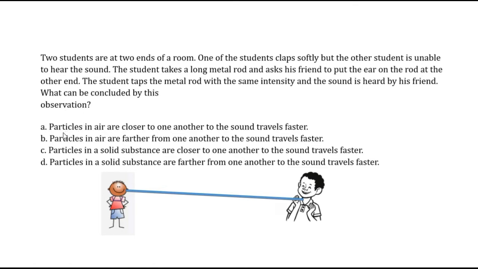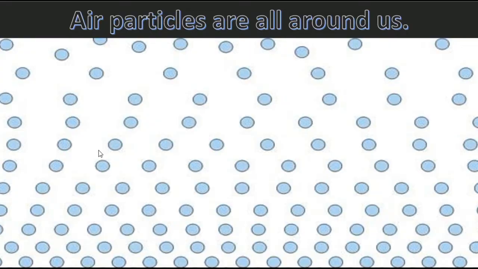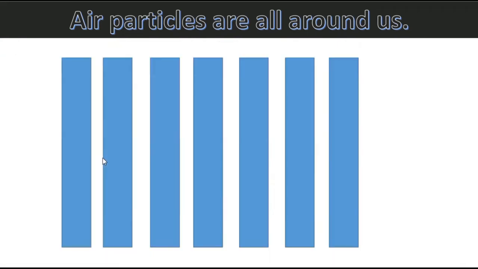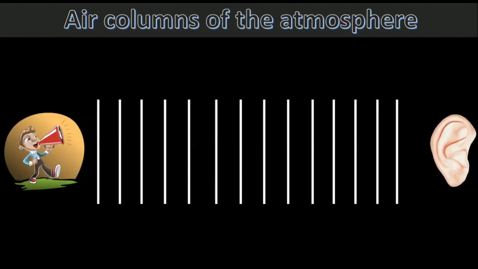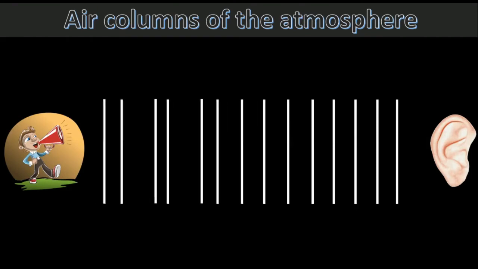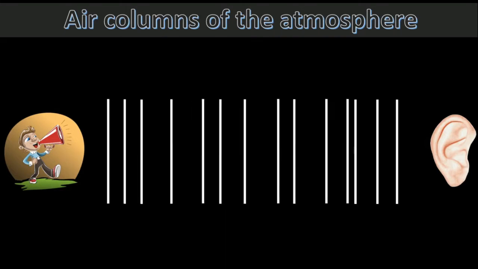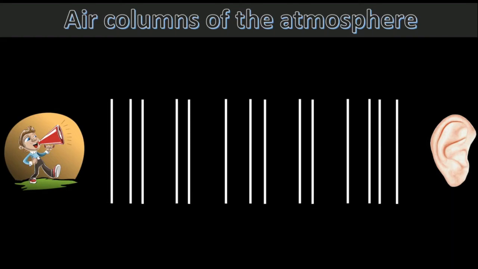Right? So the first option is: particles in air are closer to one another so the sound travels faster. It's a wrong option, because we know the particles of air are not closer, they are far away, right? And we all know that you can represent these air molecules as air columns, right? So in the atmosphere, when there is a sound, that sound moves due to the vibration of air molecules in the atmosphere.